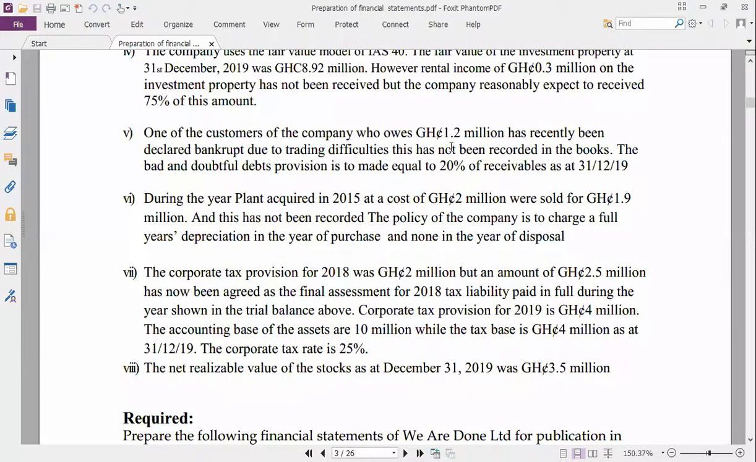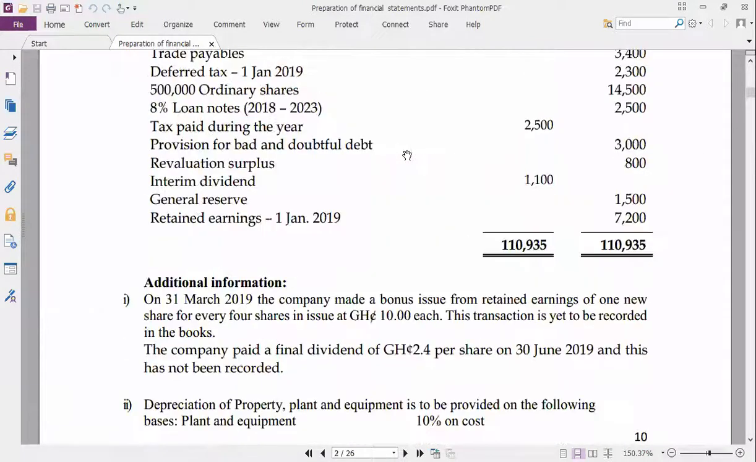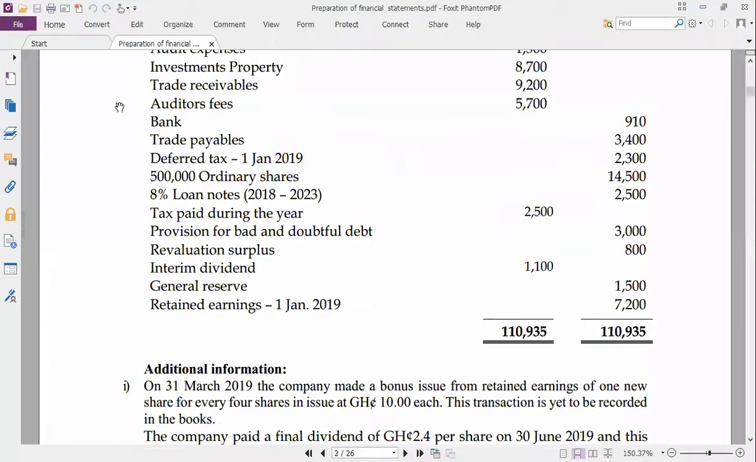Good. So someone said let's go up and pick the receivable figure. Okay, so what is the receivable figure? Trade receivable, 9,200. So this is the receivable figure. So how do you then hunt for the marks?